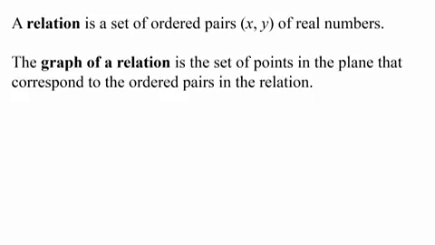Let's start with a definition of a relation. A relation is a set of ordered pairs, x, y, of real numbers. The graph of a relation is the set of points in the plane that correspond to the ordered pairs in the relation. Sometimes x and y are functions of a third variable t, called a parameter. Let's look at a definition.